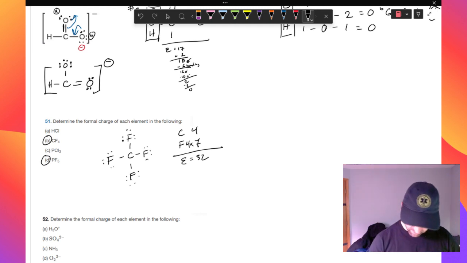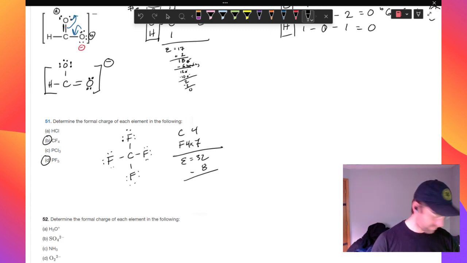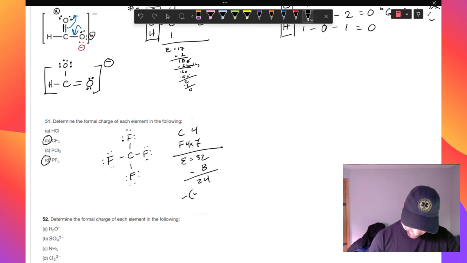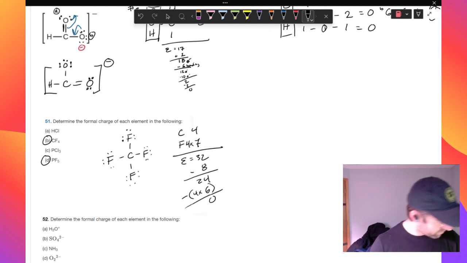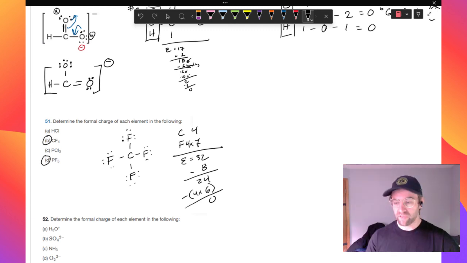Six times, oh, make sure I get this going first. 32 minus 24 should be 8, which gives us 0. Cool. So all of our electrons are accounted for. Now we can move on to formal charge.